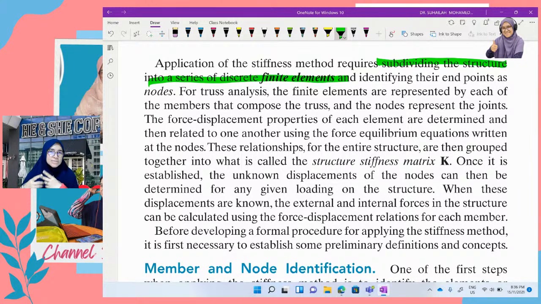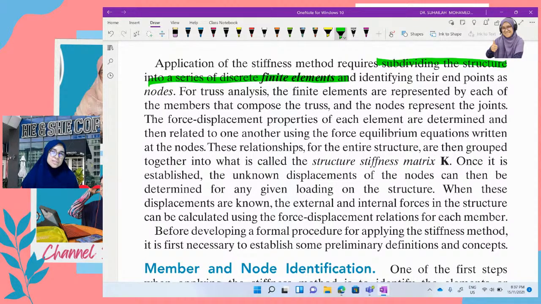For example, you are given a structure, for example a truss. In order to analyze displacement and forces in the truss, we must divide the structure into elements. That is the term: subdividing the structure into a series of finite discrete elements. And for each element, we are going to determine the stiffness matrix.